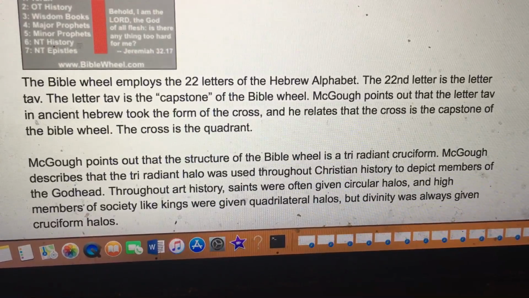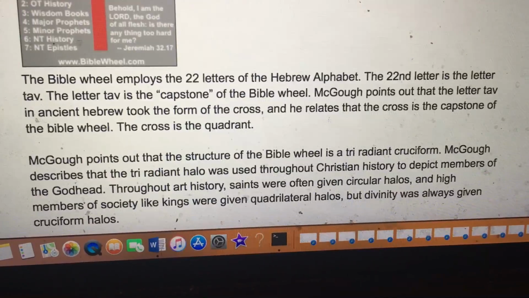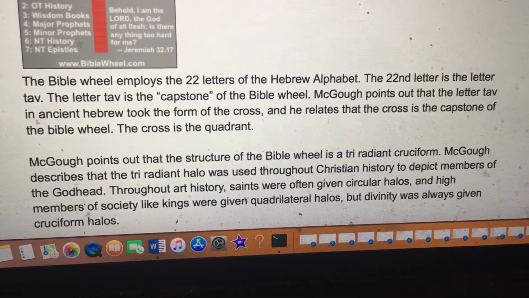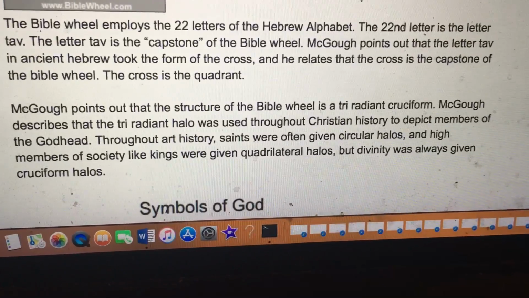McGough points out that the letter Tav in ancient Hebrew took the form of the cross, and he relates that the cross is the capstone of the Bible wheel. The cross is a quadrant. McGough points out that the structure of the Bible wheel is a triradiant cruciform.